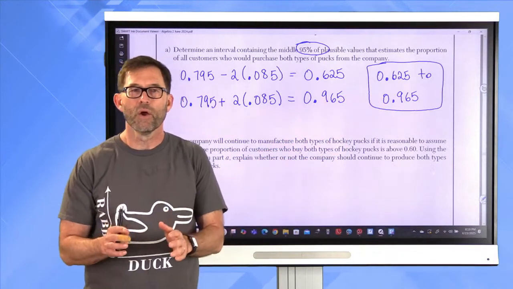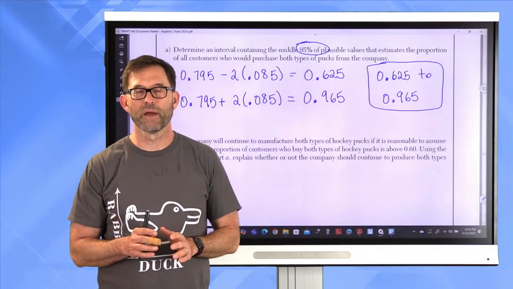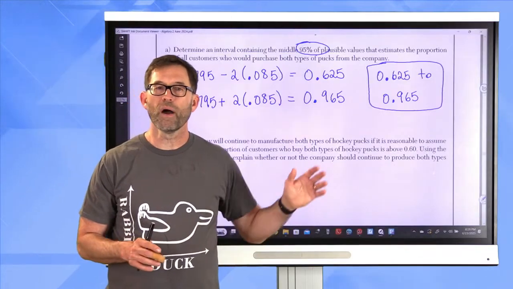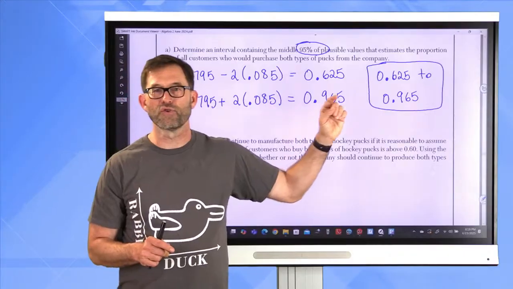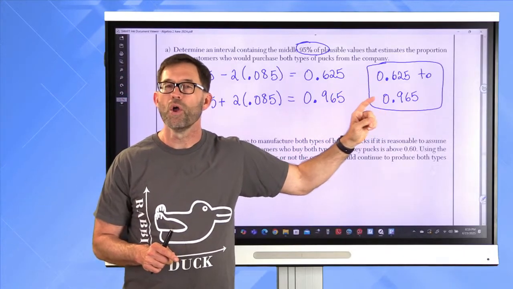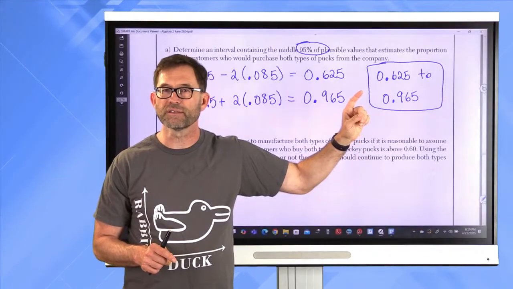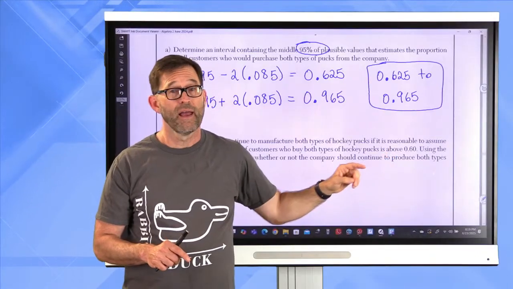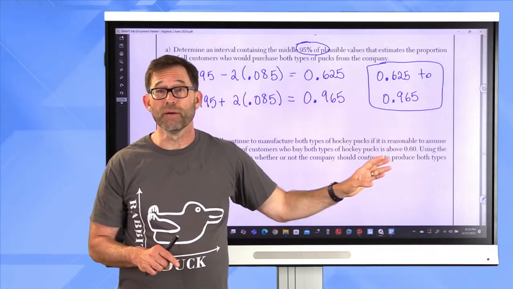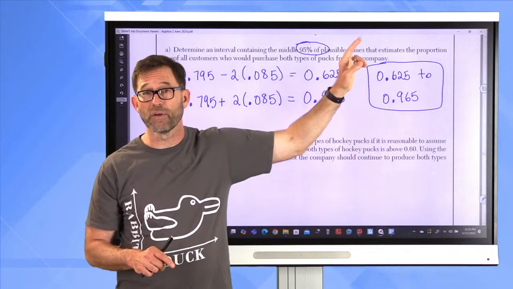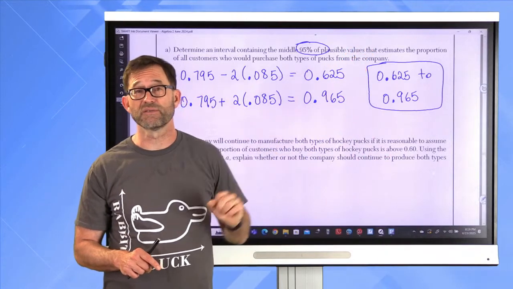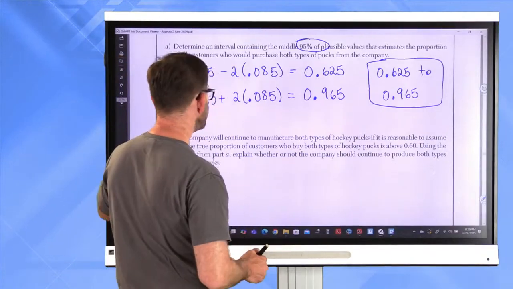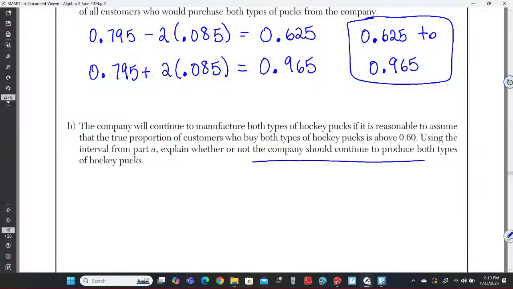something with it. So again, we're going to continue to make both types of pucks if the true proportion is greater than 0.60. Well, keep in mind that there's a 95% chance that the true proportion falls somewhere in this interval, which means that there's only a 5% chance that it falls either below that or above that. So the only way that it wouldn't be above the 0.60 is if somehow it fell below the 0.625, and there's a very, very small chance of that. So should the company continue to produce both types of hockey pucks?